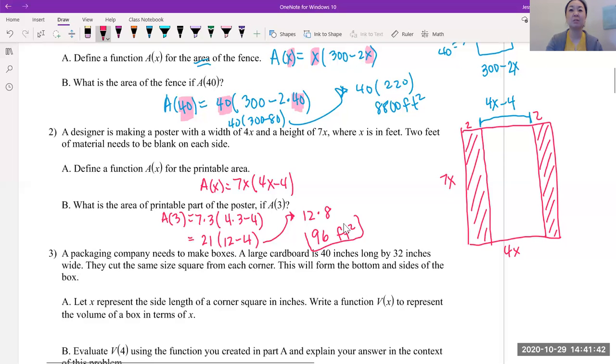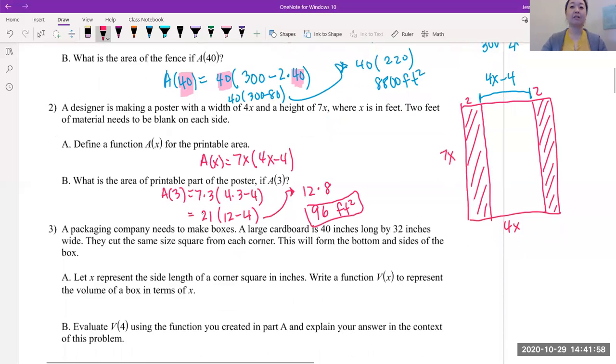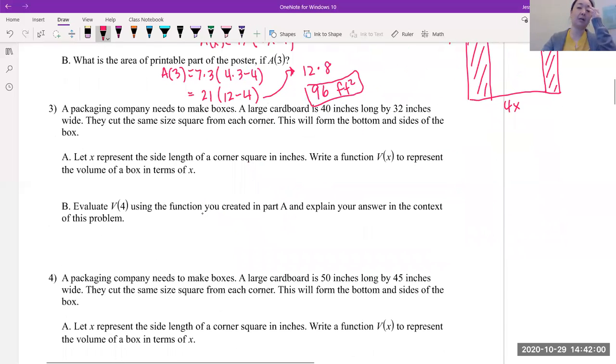This is a really big poster. Not going to lie. That's a really big poster. All right, so that's going to be 96 feet squared. That's the area. So this white area right here is 96 feet squared, if that X was equal to 3. All right, so far so good. We're going to keep on going on.